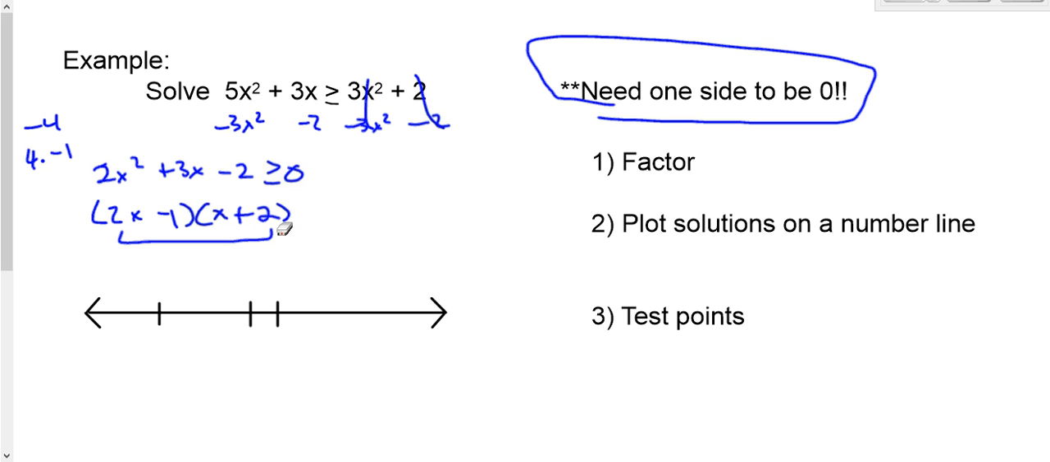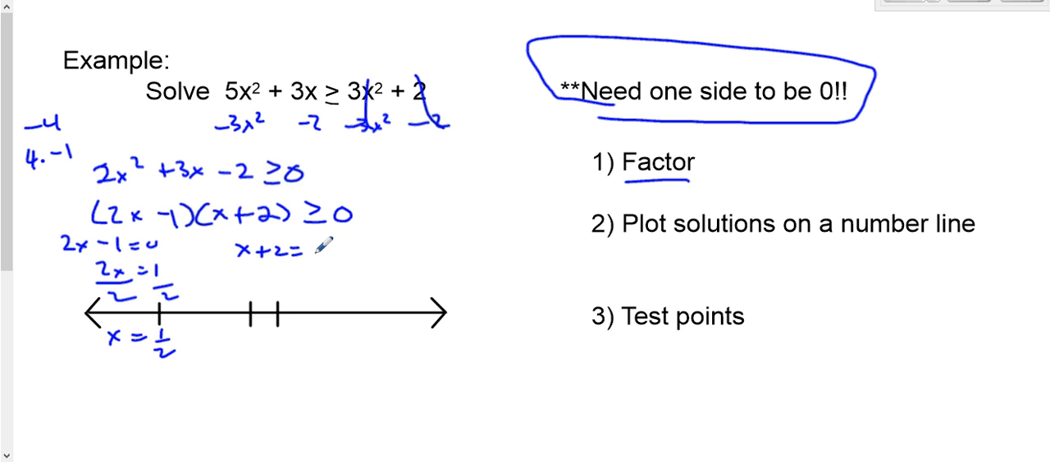All right, so I've got 2x minus 1 times x plus 2 greater than or equal to 0. So I've done the factoring. I need to solve for these. I'm going to get 2x minus 1 equals 0. I add 1, 2x equals 1. I will divide by 2, and I get x equals 1/2. Over here, I'm going to have x plus 2 equals 0. I'm going to subtract the 2. I get x equals negative 2.